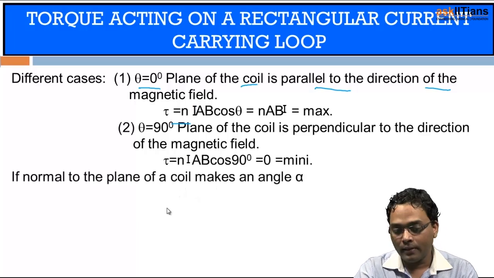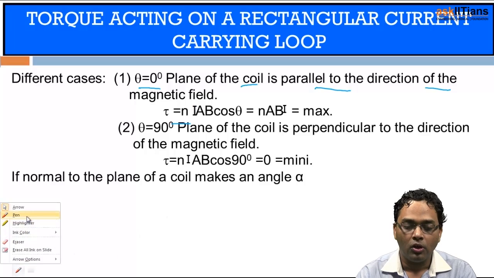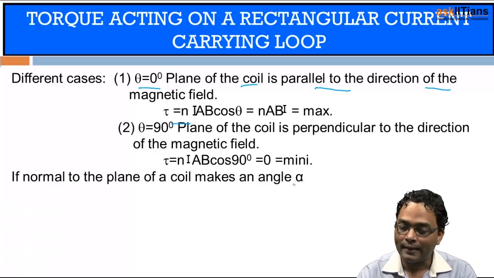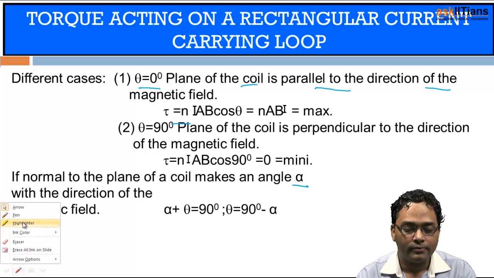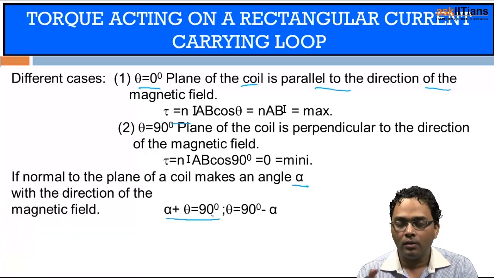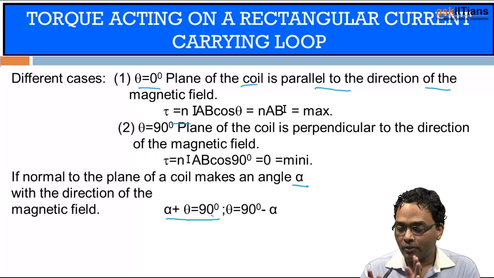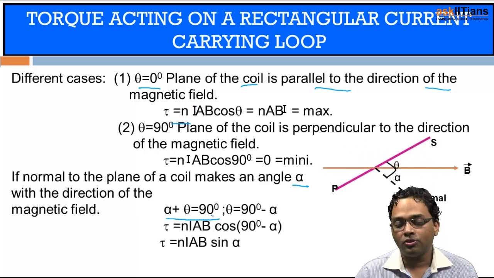If we are trying to find the normal to the plane of the coil, which is making an angle alpha, then as a result you will have something like alpha plus theta. Theta is the original angle, alpha is the other angle, and therefore they are going to be making an angle like this. So you can simply write that torque can also be written as NIAB sin alpha.